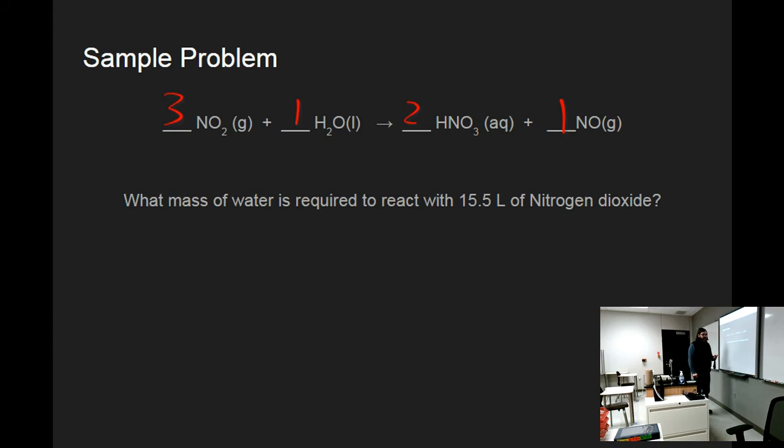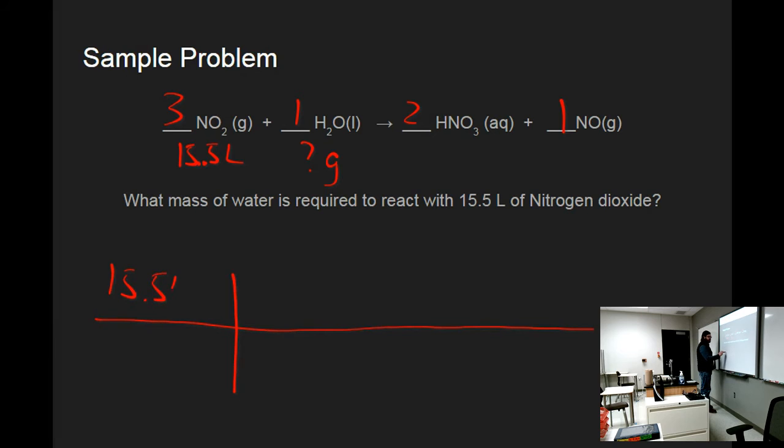Step number 2, with any stoichiometry problem, we identify what we know and what we don't know. We're going to react 15.5 liters of nitrogen dioxide. So we're starting with 15.5 liters, and we want to know what mass of water is going to be made from that. So how many grams of water? To do that, we're going from liters, which is volume of a gas, to grams, mass of a liquid product, water. So again, we're going to line up our conversion factors.